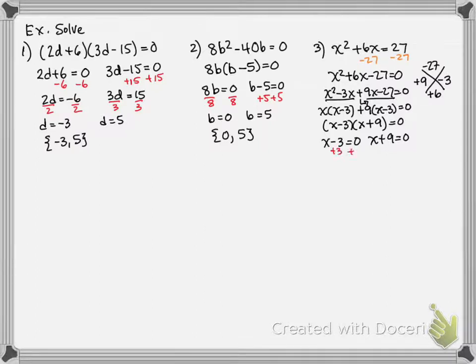I'm going to add 3. This one you're going to subtract 9. That's going to give me x equals 3 and x equals negative 9. So the solution set contains 3 and negative 9. Okay.